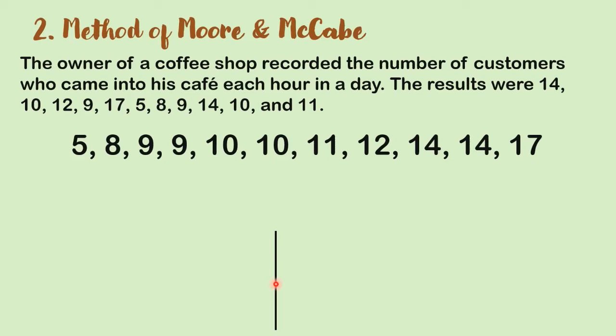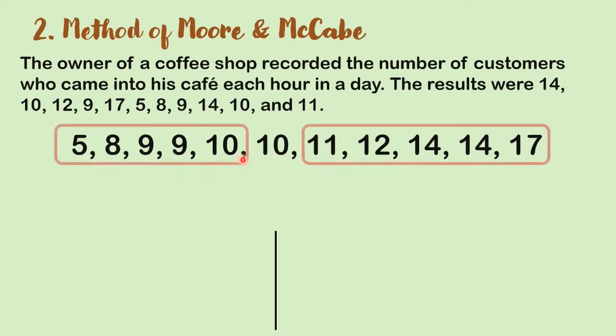So we have here method of Moore and McCabe. Okay? Ito, kamukha lang nung first method natin. Okay? First, you have to arrange your data from least to greatest, and then we are going to cut it into 2. Okay? But since we have odd number of values, hindi natin siya madidivide equally. Okay? Ano yung gagawin natin? Kuha tayo ng tig 5 sa magkabilang side. Tapos may iwan na isa sa gitna, that's going to be our Q sub 2 or the median or the middle score.